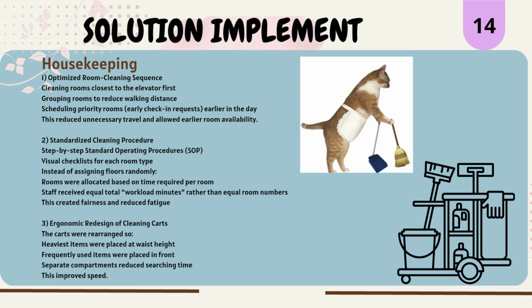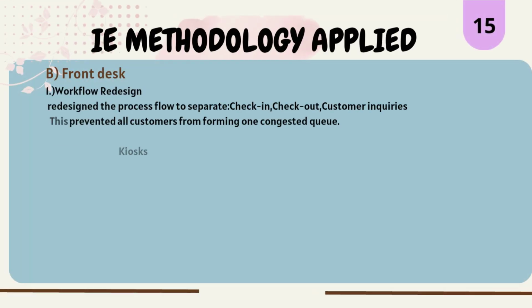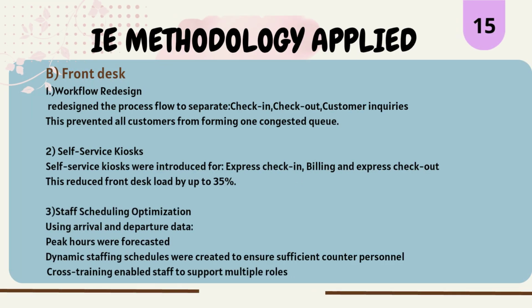Lastly, for the cleaning cart redesign, the cart was rearranged so that the heaviest items were placed at waist height, frequently used items placed in front, and separate compartments reduce the searching time. This would improve the speed and efficiency for the housekeepers. The next major issue faced was the front desk.